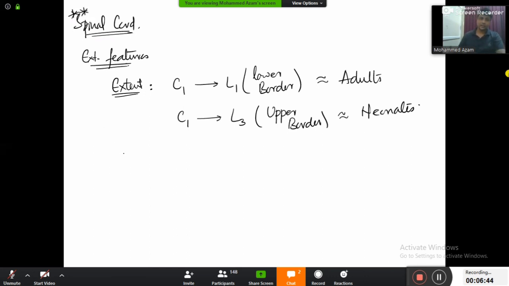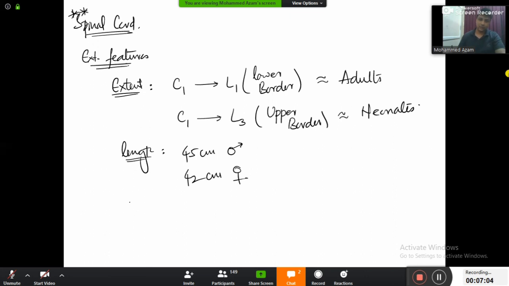And once you are done with the extent here, next is the length of the spinal cord. Now guys, what is the length of the spinal cord? It will be 45 centimeters in the males, and 42 centimeters in the females. So the length of the spinal cord will be 45 centimeters in males, whereas it is only 42 centimeters in the female.